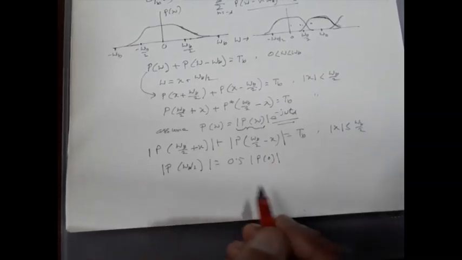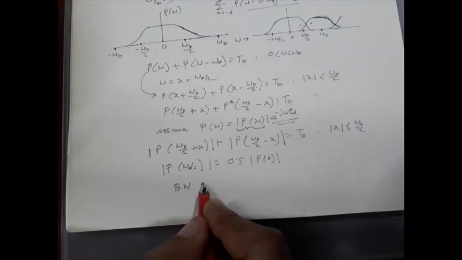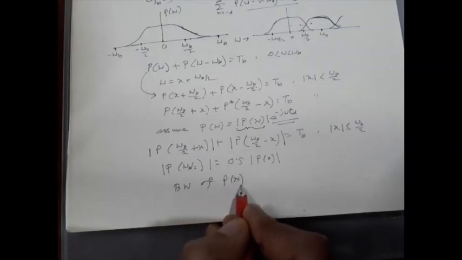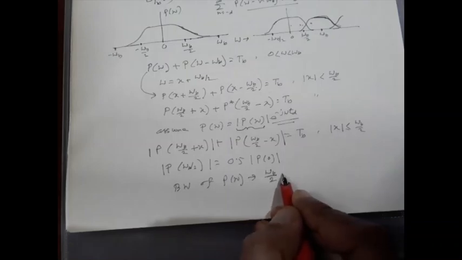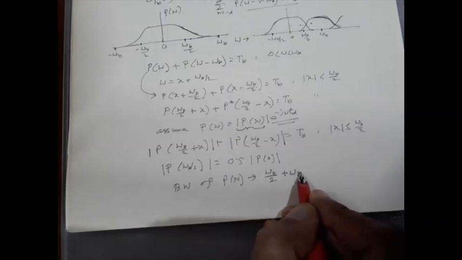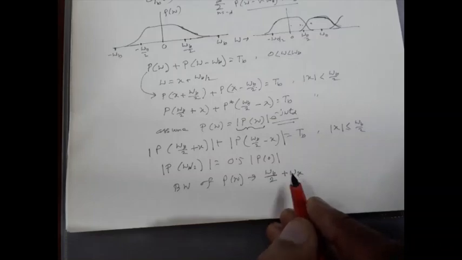Now in this case, this P omega should have a bandwidth of P omega. It is slightly greater than omega b by 2 but less than omega b. So we are considering this excess portion as omega x. That means omega x is the bandwidth in excess of the theoretical minimum bandwidth.